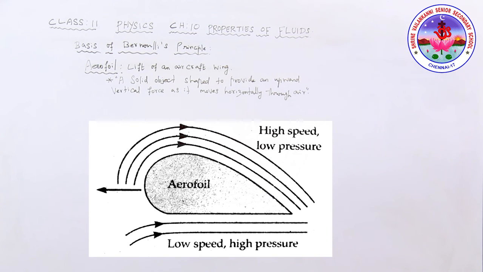According to Bernoulli's principle, the air pressure on the upper surface decreases below atmospheric pressure, and that on the lower surface increases above atmospheric pressure. This difference in pressure provides an uplift, the upward lift, which we call dynamic lift. So it is working on this principle. This is how the aerofoil provides lift on an aircraft wing on the basis of Bernoulli's principle.